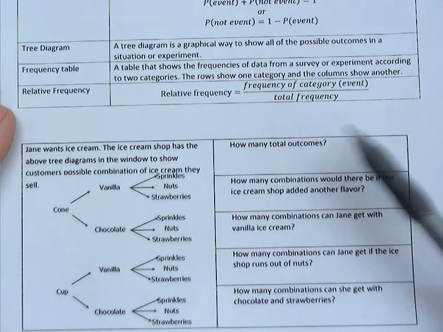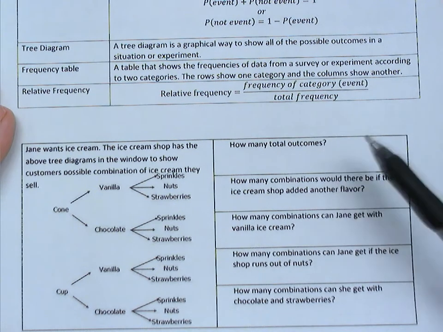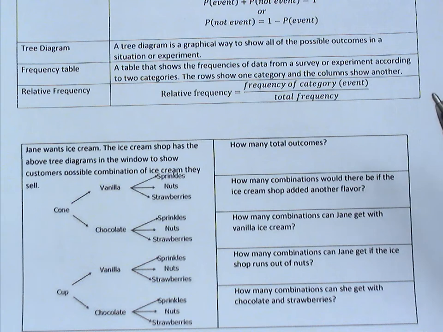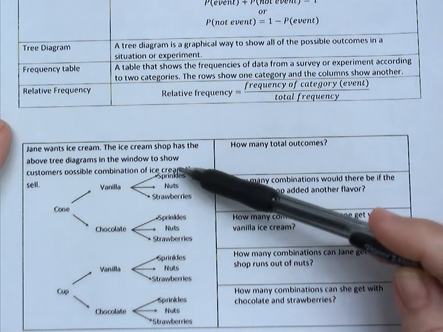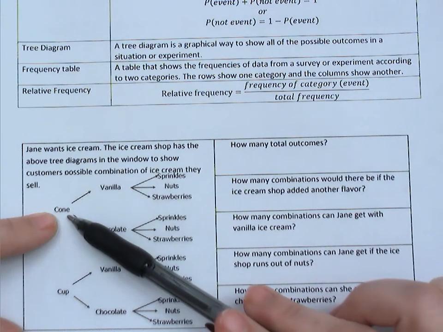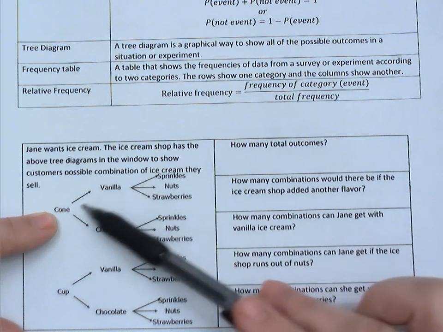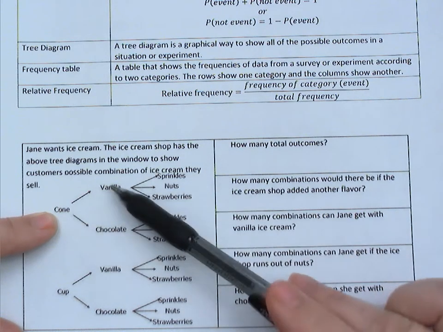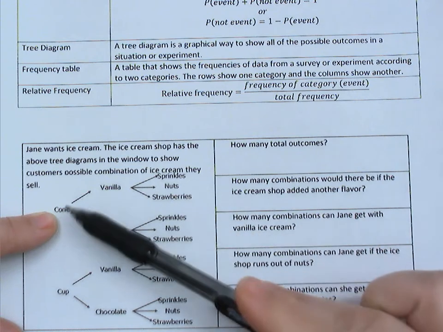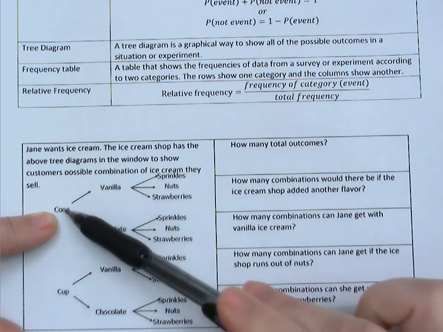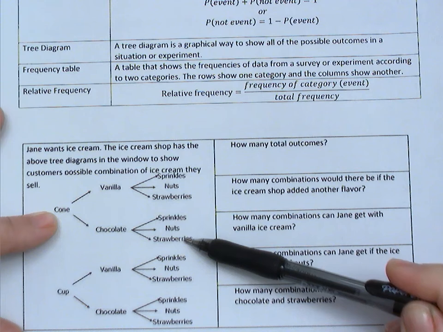So then we're going to look at the possible outcomes. Well, remember, outcomes are all the possible results of a situation or experiment. Okay? So in this case, I'm going to have a cone and vanilla and sprinkles, a cone of vanilla and nuts, a cone, vanilla, strawberry, or I can do a cone with chocolate ice cream, sprinkles, cone with chocolate ice cream, nuts, cone with chocolate ice cream, strawberries. Are you getting the idea?